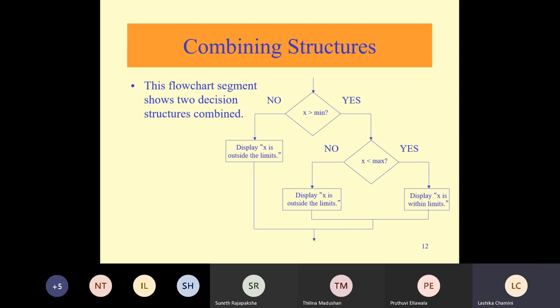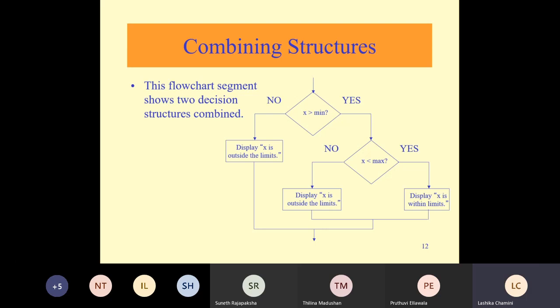And also we can combine these structures together. So here you can see a flowchart segment with two distinct structures. If we look at this flowchart clearly, we are checking whether the value is within a limit. This limit has a maximum and a minimum. So we are checking whether this value is greater than the minimum and less than the maximum.